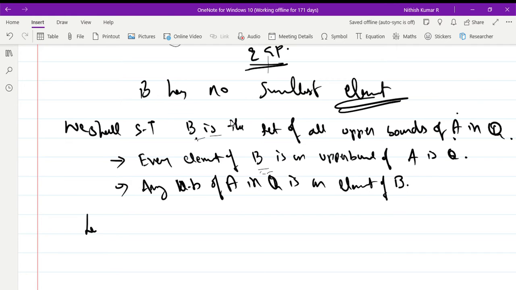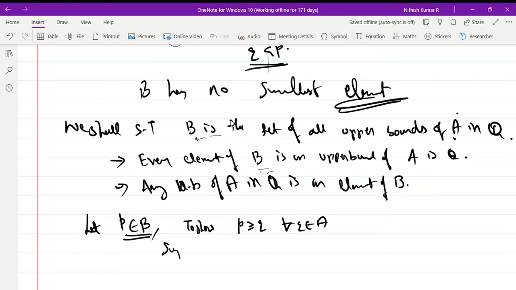Now let P belong to B. Now to show P is an upper bound of A, we need to show that P is greater than or equal to q for all q belongs to A.